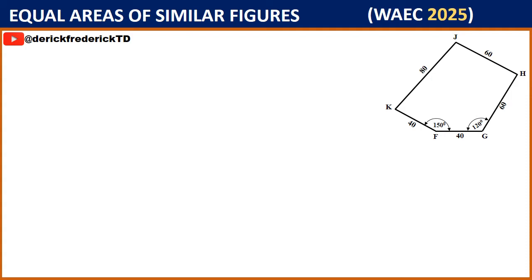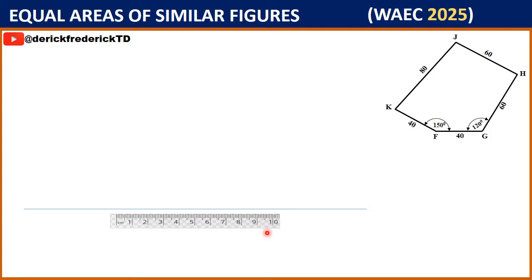So the first thing you do is to draw a thin horizontal line like this, very long, in this manner. We're going to measure 40, so place your ruler like this and measure 40. Draw it thick length. So this is 40. Call this point FG, as you can see from this question.